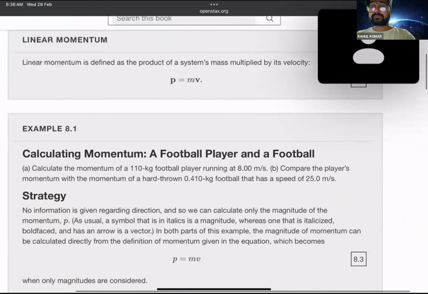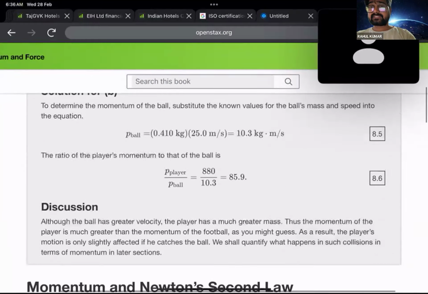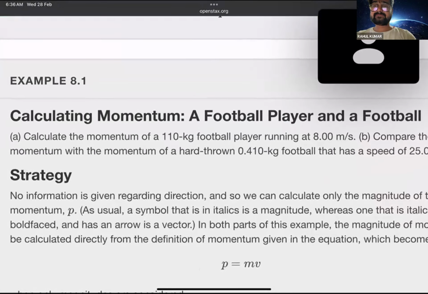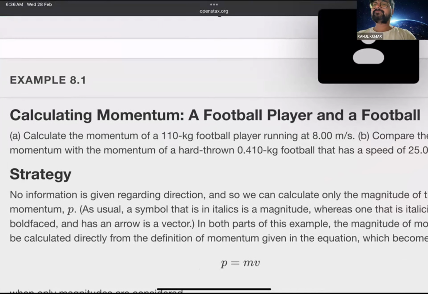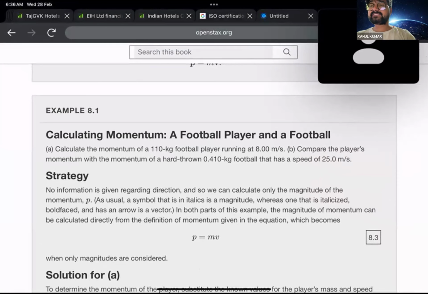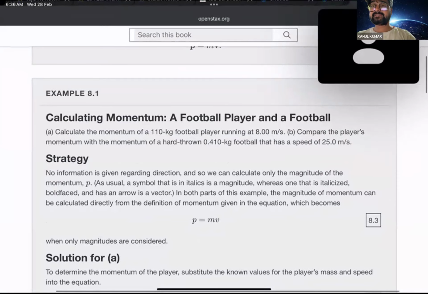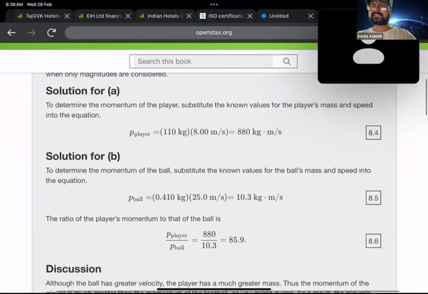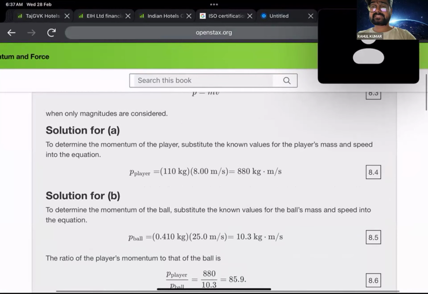Now, there is a 110 kg football player that is running at 8 meters per second. What will be the momentum of this player? Can you tell me? 110 kilograms times 8 meters per second. Perfect, very good. So its unit will be kg meters per second in SI units. So the momentum of the player is 880 kg meters per second.